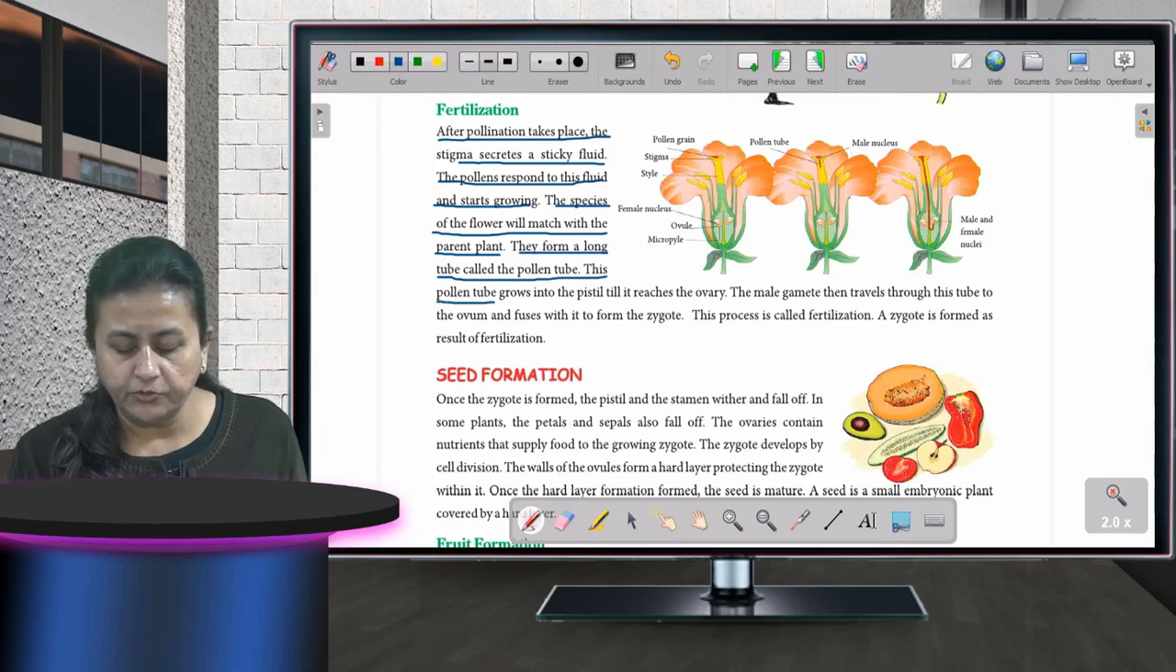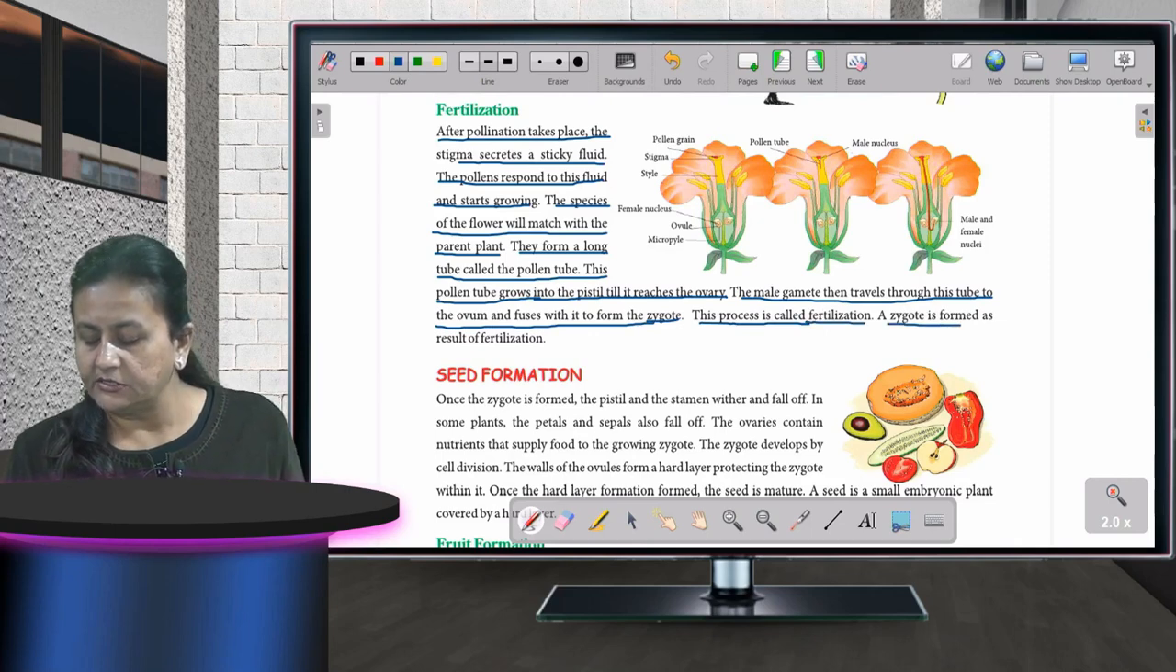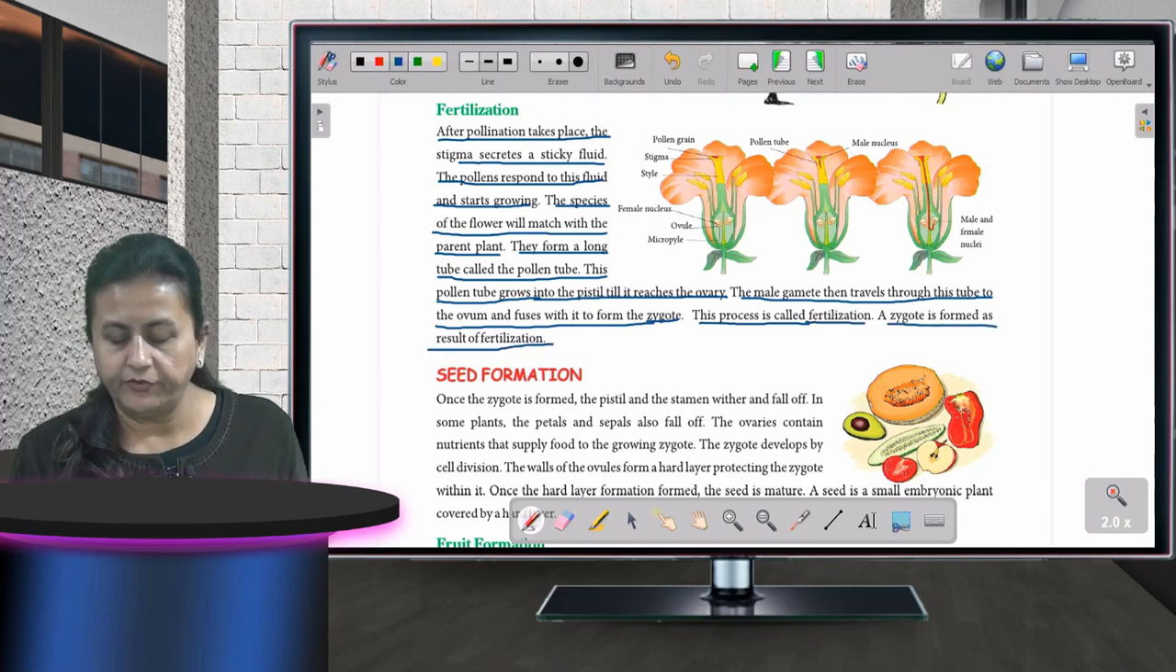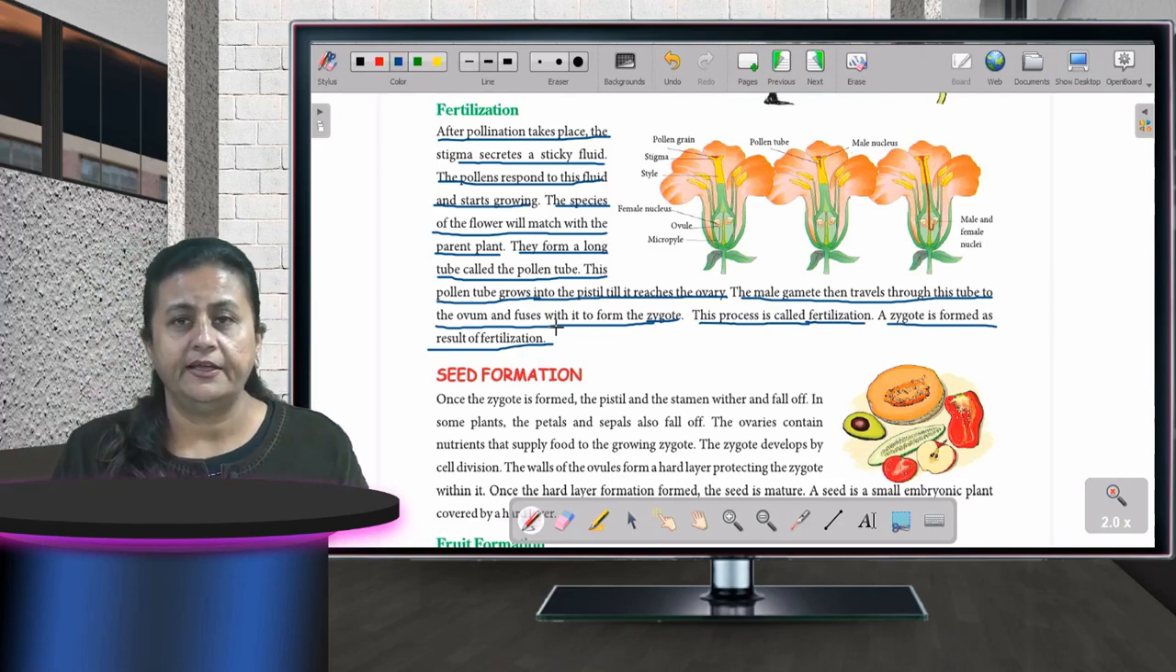This pollen tube grows into the pistil and reaches its ovary. The male gamete then travels through this tube to the ovum and fuses with it to form a zygote. This process is called fertilization. A zygote is formed as a result of fertilization. Okay, am I clear in this fertilization?